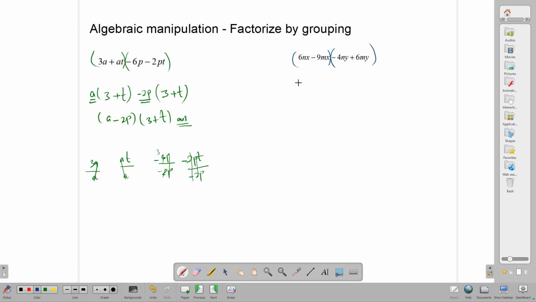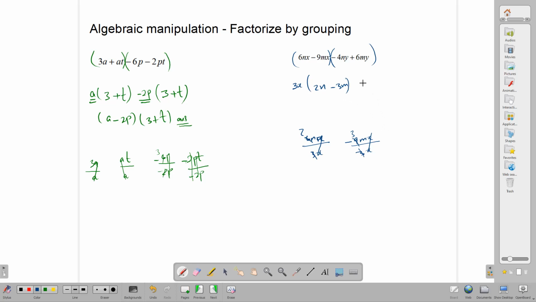So let us write down our factor. Our factor here would be 3x. We open our bracket, and we take our 6nx and divide it by 3x. The x cancels. 3 into 6 goes 2 times, so we have 2n. We take our minus 9mx and divide it by 3x. The x cancels. 3 into 9 goes 3 times, and what we're left with is a minus 3m.